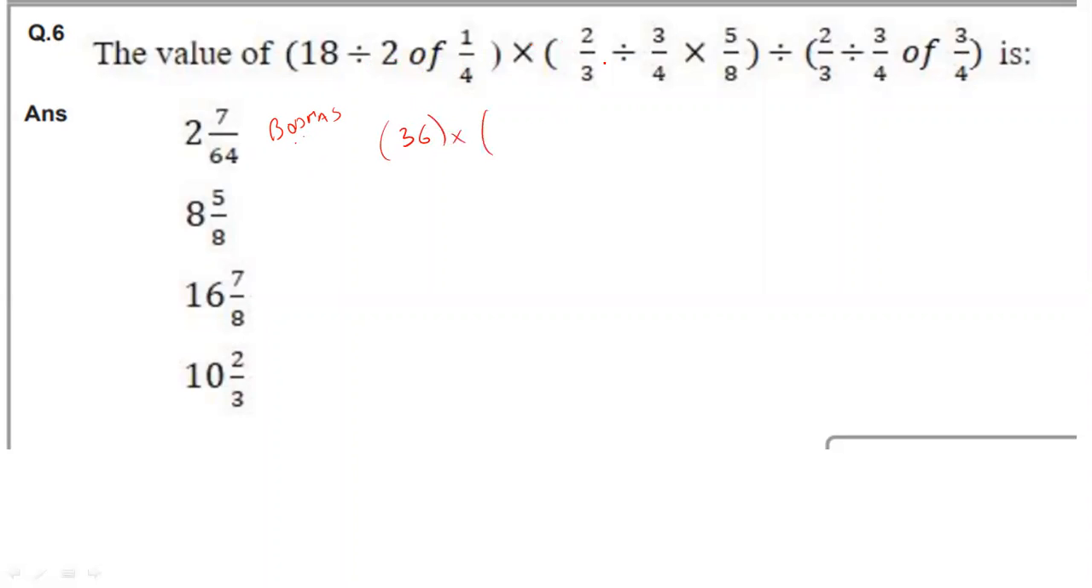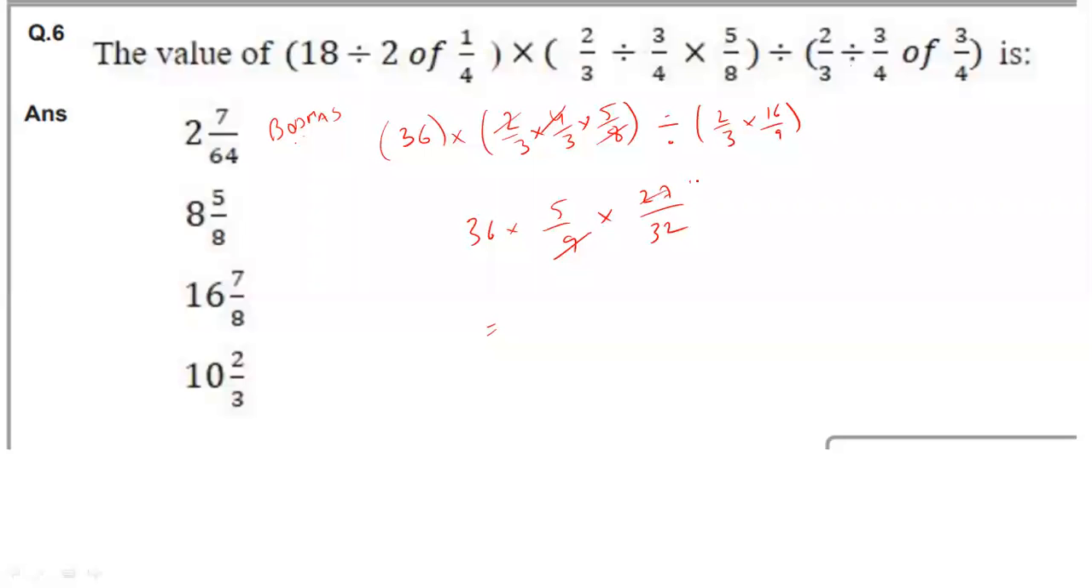Into. Here, I can write it as 2/3 into 4/3 into 5/8. First division, because division by 3/4 is into 4/3. So what can we do? This can be cancelled. Divided by 2/3, I'll write it as 2/3. First of all, 3/4 of 3/4 is 9/16. So it becomes 16/9, because division is there again. So what is being asked: 36 into 5/9 into, if I reverse this, it becomes 27/32. So this will be your answer.